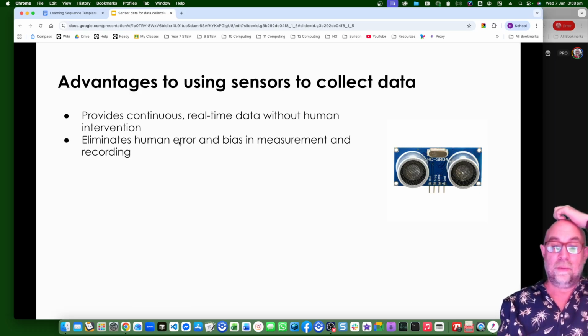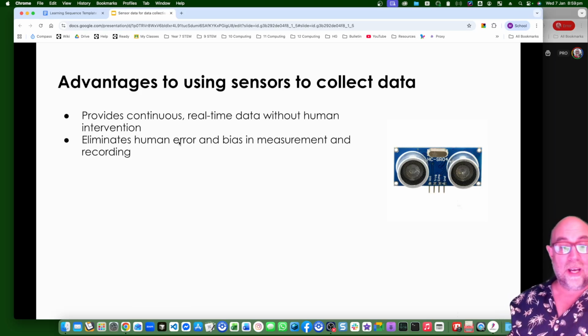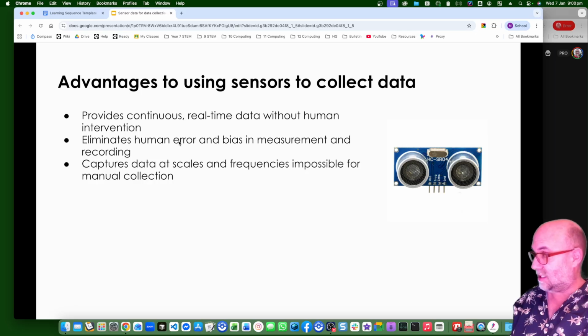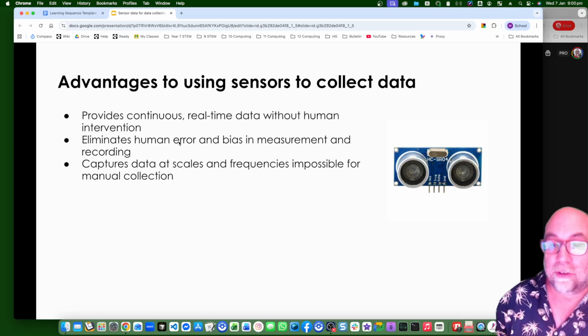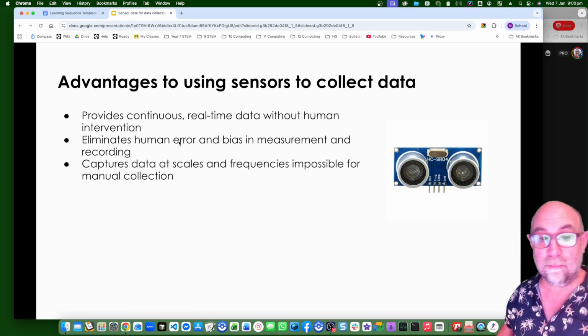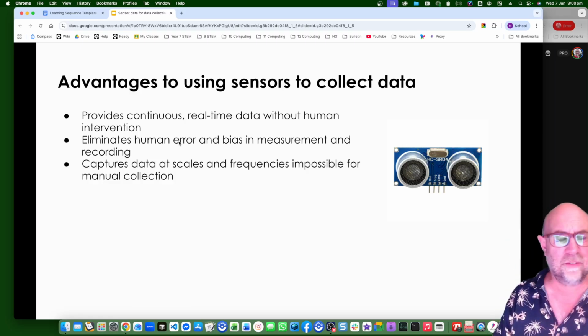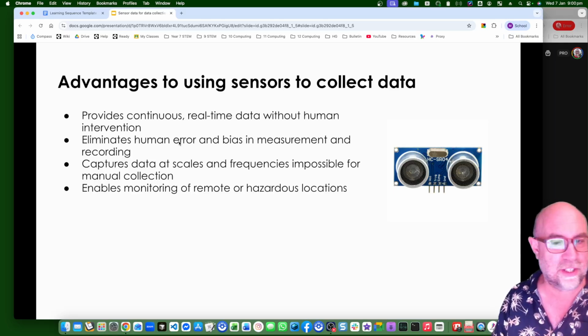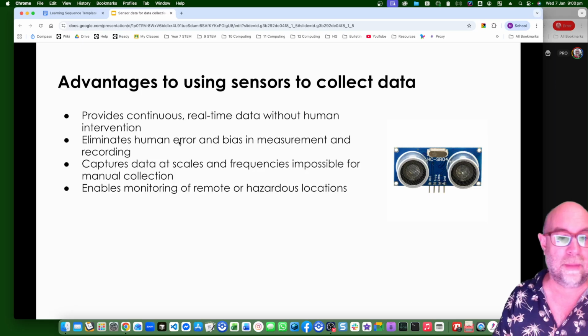It eliminates human error and bias in measurement and recording. There's my greyhound again. You can't see her, but she's here. It captures data at scales and frequencies impossible for manual collection. So you can have minute by minute collection, which would just have been far too labour intensive to have somebody sitting there recording the temperature or the electricity usage minute by minute.